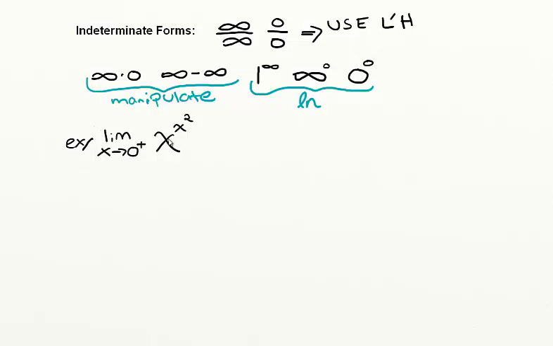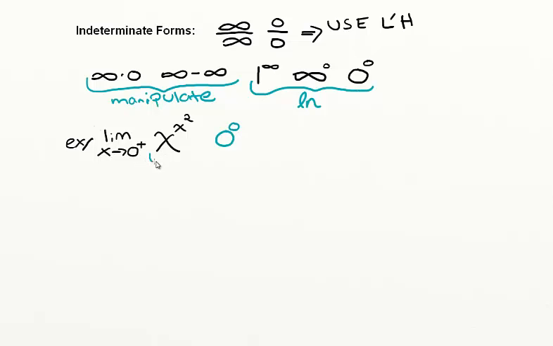So here's our second example, and we have x raised to the x squared. Alright, and we're going to take the limit as x approaches 0 from the right of this. Now you'll notice if we plug in 0 here, we get 0 to the 0, which is one of our indeterminate forms, and that's one where we're going to need to take the natural log of the limit.